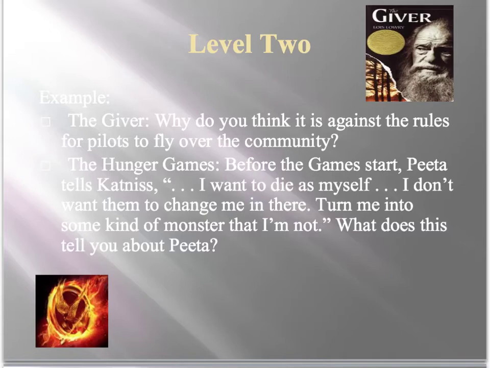From The Hunger Games. Before the games start, Peeta tells Katniss, "I want to die as myself. I don't want them to change me in there. Turn me into some kind of monster that I'm not." What does this tell you about Peeta? Again, you can use text evidence, but you're also going to put your information and your analysis and things that you know to answer that question. And people are going to have different opinions about it. That's the thing. I could have a different opinion from someone else, and it's okay as long as I have evidence to support it.